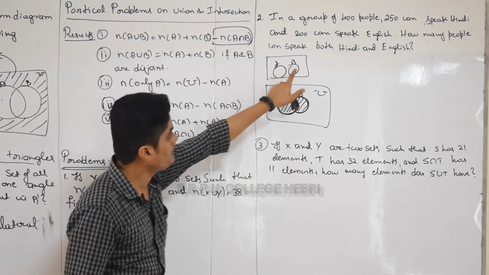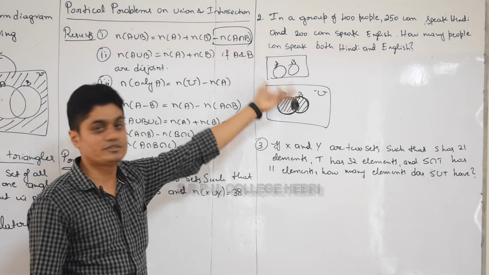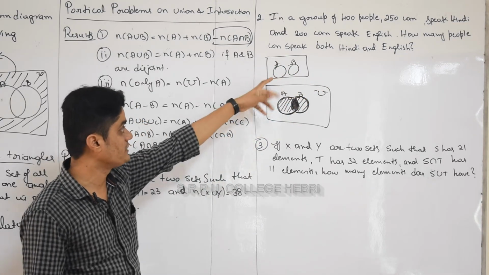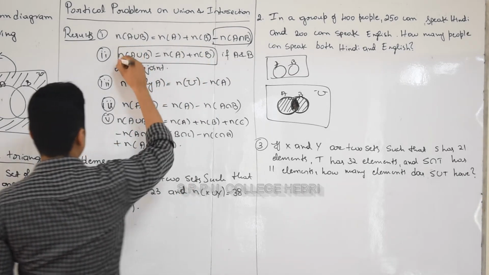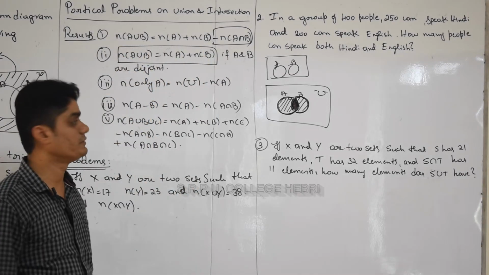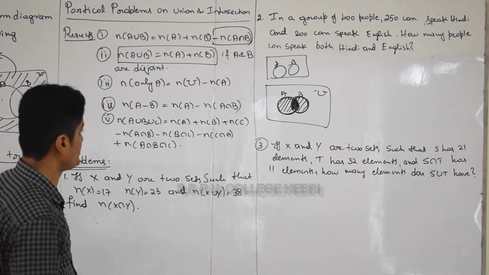N of A plus N of B. No need to remove anything because there is no common element, so nothing is counted twice. So definitely the answer formula is N of A union B is N of A plus N of B. There is no part of N of A intersection B because they are disjoint.